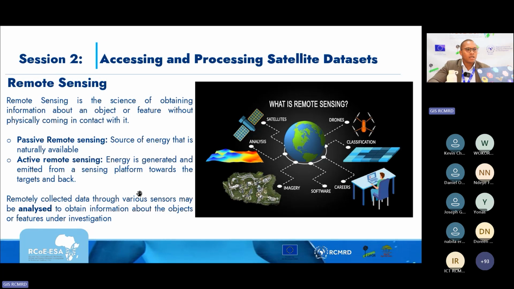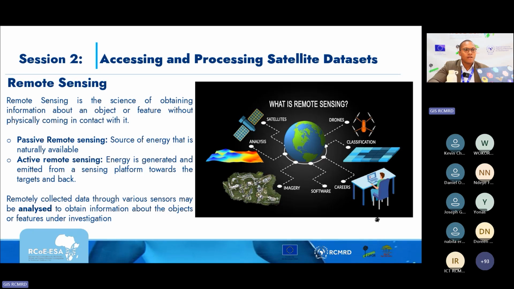So after the passive remote sensing, we now have active remote sensing. This is where some of the satellites generate their own energy to the target, and it is reflected. It's emitted from the sensing platform towards the target and reflected back. So data collected through remote sensing requires analysis, and most of it, in order for us to obtain information about the object, we need to carry out some analysis so that we're able to generate insights out of it.